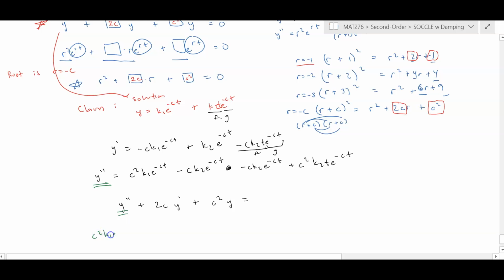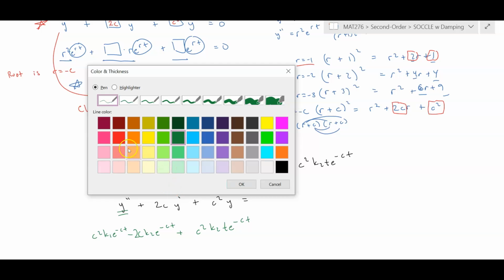So c squared k1 e to the negative ct minus ck2 e to the negative ct minus, oh, by the way, notice that these two terms are exactly the same, so that means we just have negative 2 of them, and then plus c squared k2 t e to the negative ct. Okay, that is all just the second derivative being plugged in.